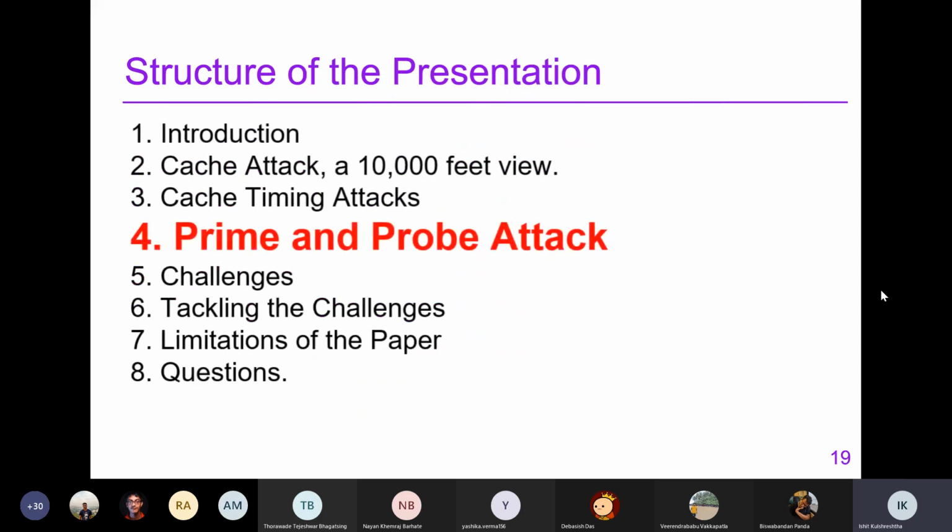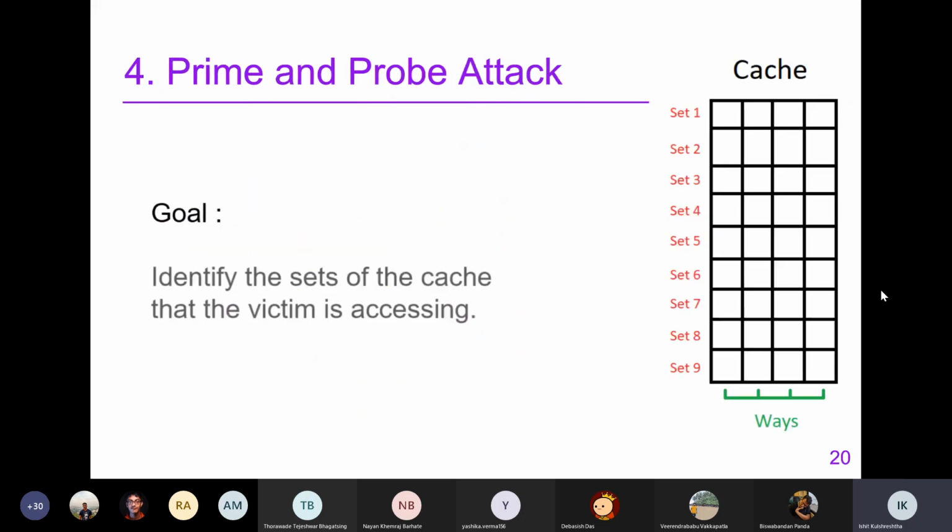One such attack is the prime and probe attack. How does this work? The goal of a prime and probe attack is to identify the sets which the victim is accessing. And this is the image of a cache. I think everyone knows it's a four-way set associative cache.